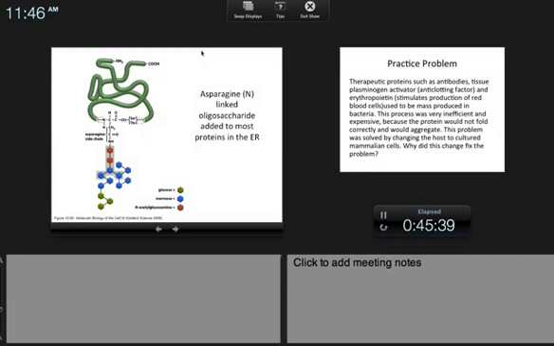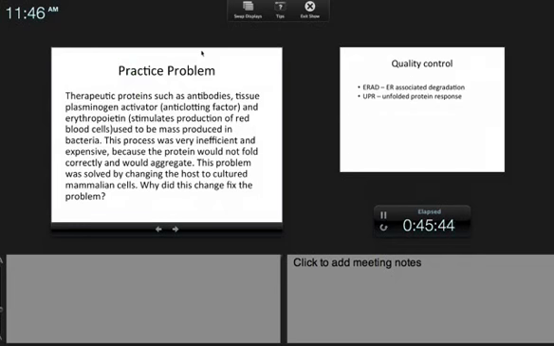Okay, here's a practice problem. Therapeutic proteins, such as antibodies, tissue plasminogen activator, which is an anti-clotting factor, and erythropoietin, which is a favorite blood doping drug of choice for cyclists, I believe, right?